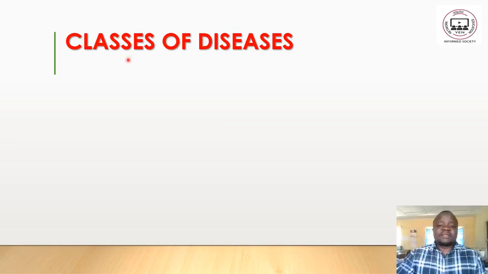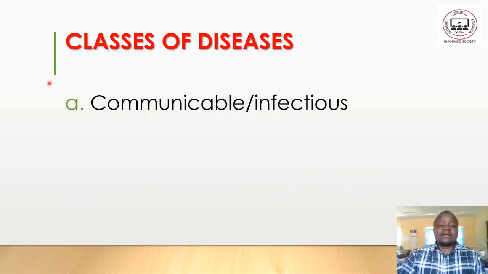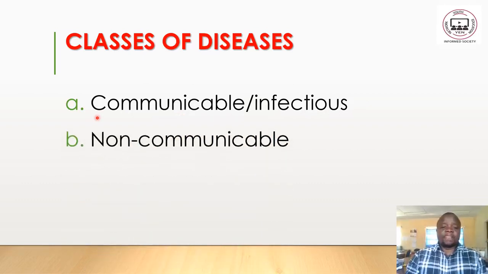Classes of diseases. Diseases are classified in a number of ways. Number one, we have what we call communicable or infectious diseases. So we have infectious diseases as a class of disease that can spread from one person to another. We have those that are non-communicable. At the same time, they are non-infectious. Communicable diseases can pass from one person to another, either through direct contact or indirectly.